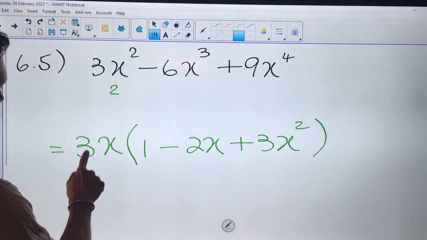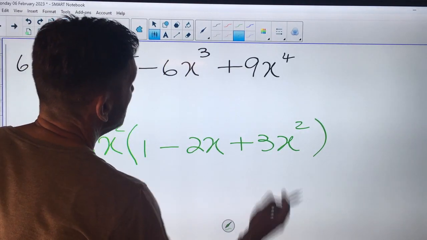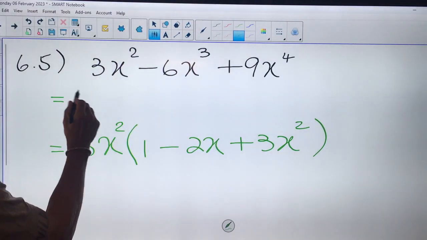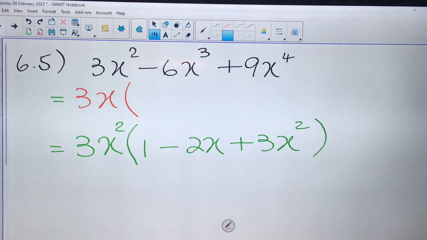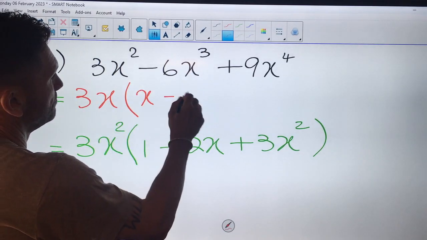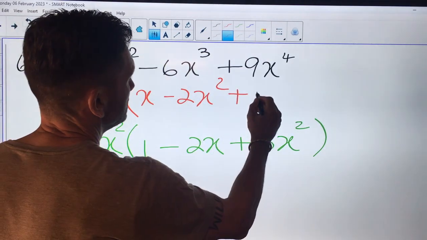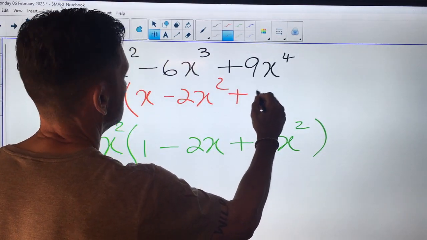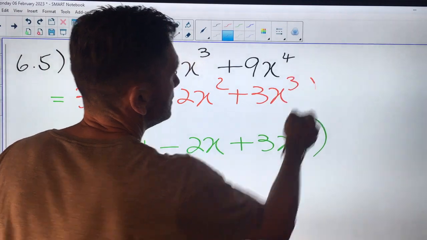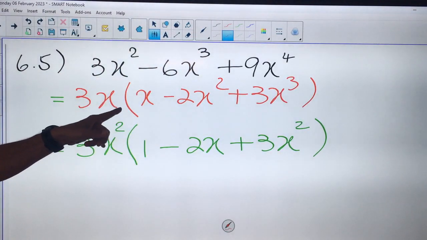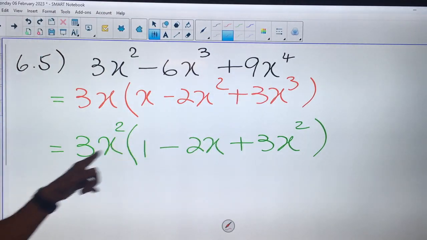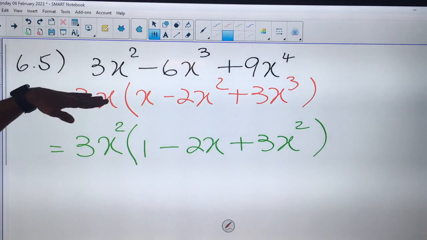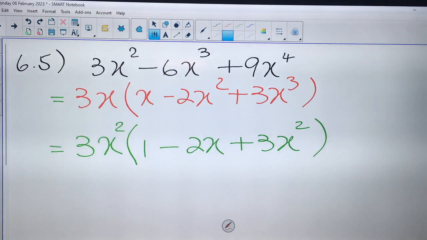Let's say this happened, that you've done it like this. Initially you thought that 3x is the common factor. So that leaves us with x minus 2x squared plus 3x cubed. Now you should realize, although this is not wrong, this is not complete. There's another x in each of them. That's why this is your next step. So this is wrong if you leave it like that, but it's not wrong if that is just one of your steps.